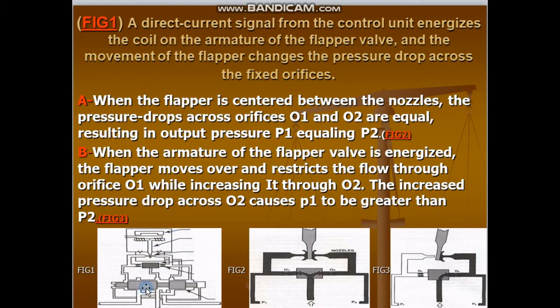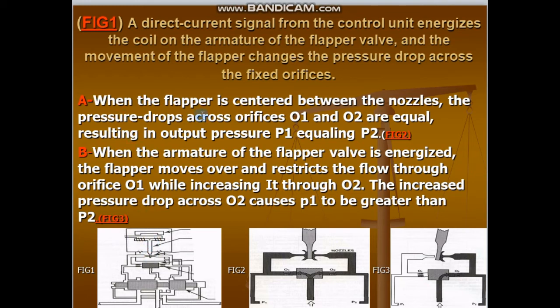In figure 1, we see a direct current signal from the control unit energizes the coil on the armature of the flapper valve. This is the flapper valve, and the current from the armature goes to here. The movement of the flapper changes the pressure drop across the fixed orifice. So if there is a direct current signal, it will move the flapper valve, and the flapper valve will go down or go up.